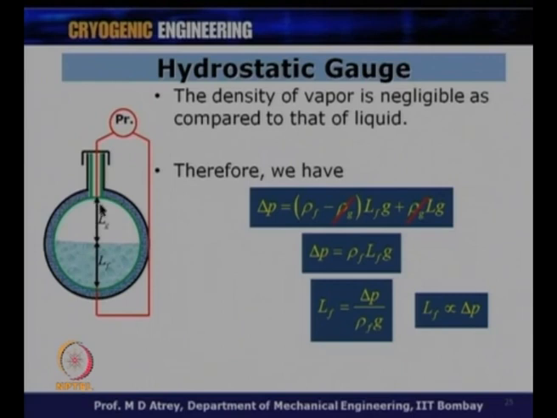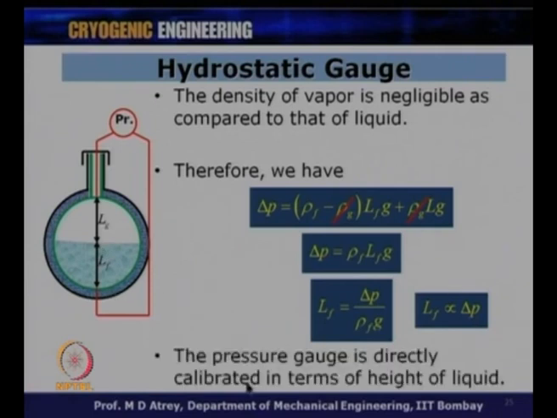So, when you have 100% LF, you get some delta P. At 50%, you get something else, and you can feed a calibration function to this pressure gauge, and one can compute whatever pressure difference is shown here. Correspondingly, one can compute this pressure difference as a function of height over here. Alright. The pressure gauge is directly calibrated in terms of the height of the liquid.